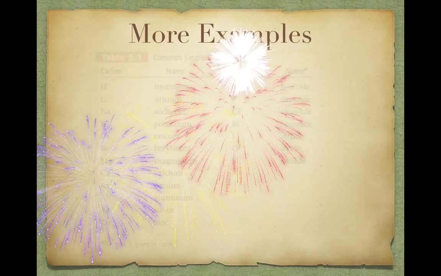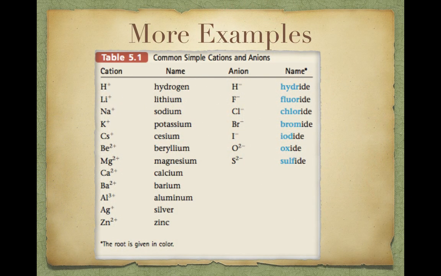Here are some more examples. As you can see, the cations are the positive ions and nothing changes. But the anions that are negative ions, they all end with IDE, with their root name given in blue.